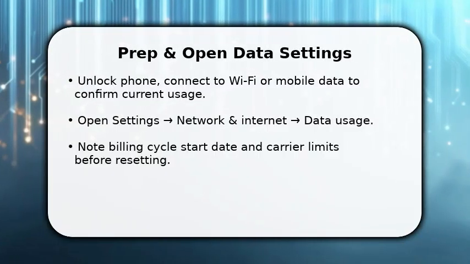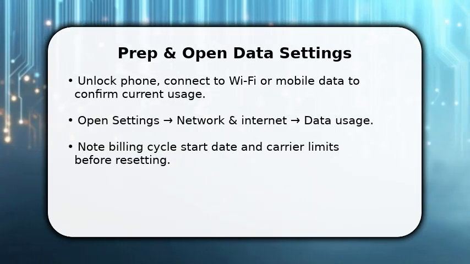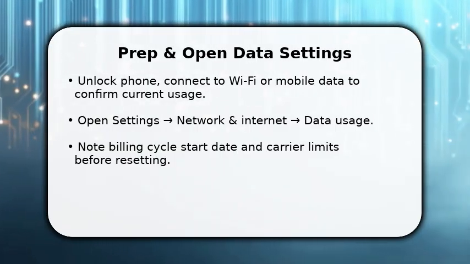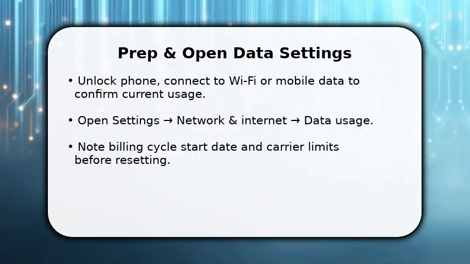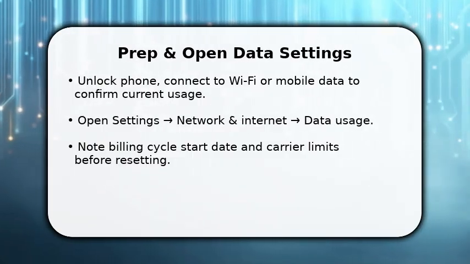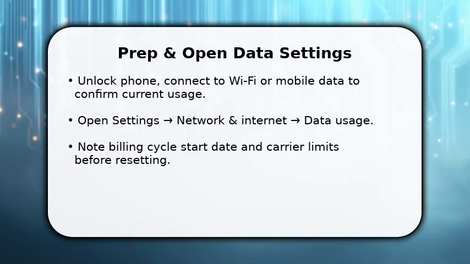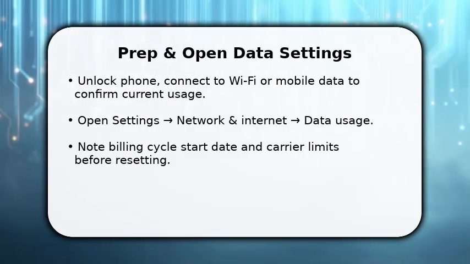You start by confirming prerequisites. You're unlocked, saved any unsent work, and know your billing cycle. Open Settings, tap Network and Internet, then Data Usage. You see the current usage graph and the active cycle date. That date determines what resets.